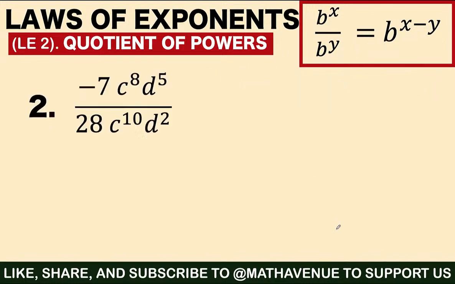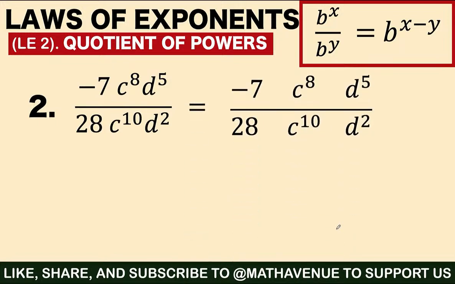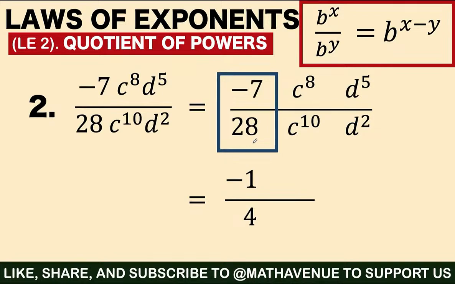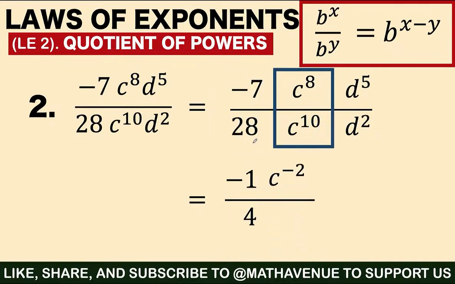Let's have another example. Negative 7 c to the 8 d to the 5th divided by 28 c to the 10th d squared. Again, the first step is to line up all the numerical coefficients, and line up those factors with the same variables. And then negative 7 divided by 28 is negative 1/4. C to the 8 divided by c to the 10th becomes c to the negative 2, following this formula. But we also said that this c raised to negative 2 can be brought down by writing 1 as the numerator, and c to the negative 2 becomes c to the positive 2. So it looks like that now.